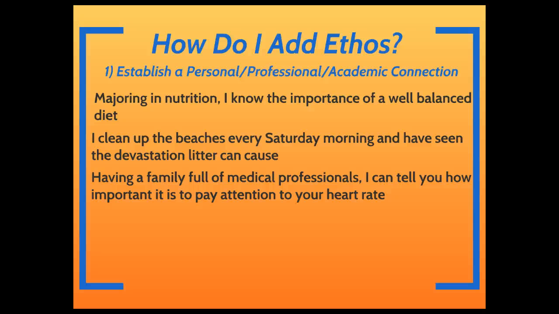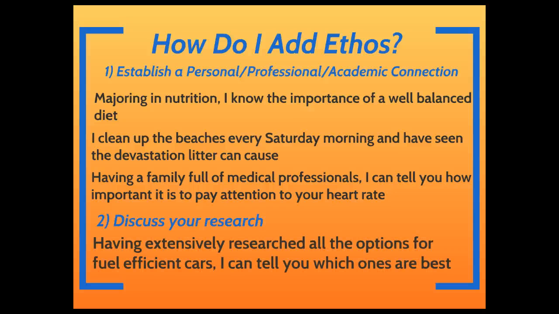Now at this point you may be thinking, okay, well what if I don't have any of those things? What if I just picked a topic because I thought it was really interesting? That's perfectly fine. The next thing you can do instead of using a connection is discuss the research. So there's a research requirement for the speech, and you can use that. Having extensively researched all the options for fuel efficient cars, I can tell you which ones are best. Now, this is one way of doing that. You don't have to use this exact formula, but basically asserting that you've researched the topic or that you're knowledgeable about the topic will establish ethos.